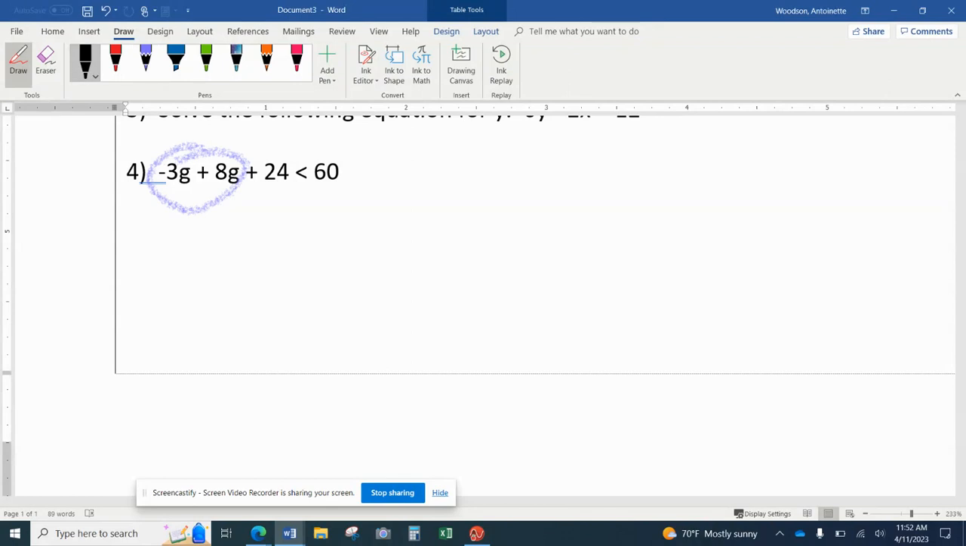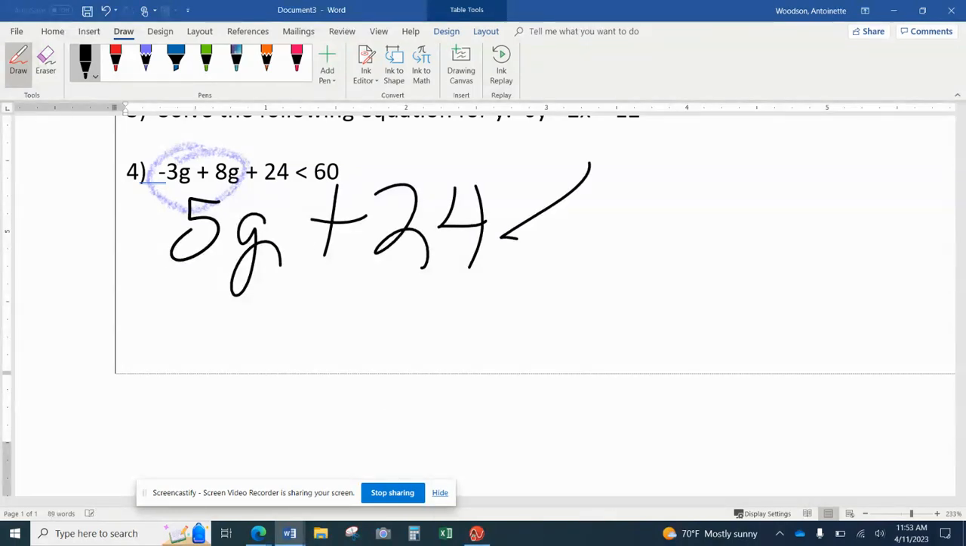So what's -3g plus 8g? What's -3 plus 8? Put it in your Inspire if you can't do it in your head. Okay, so that's 5g plus 24 less than 60.